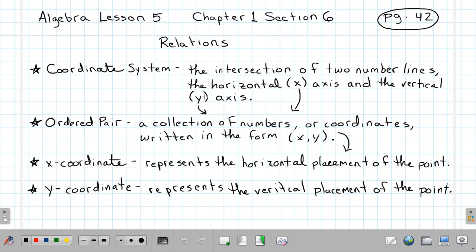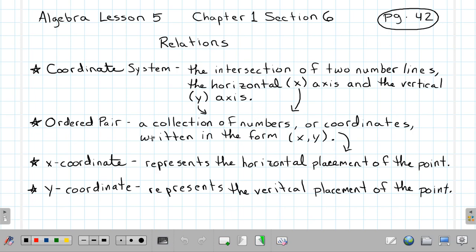Now when we talk about x and y, so x-axis and y-axis, this leads us into the next definition of what we call an ordered pair. An ordered pair is a collection of numbers or coordinates. If you're familiar with world geography and reading maps, we talk about coordinates of longitude and latitude. Well, an ordered pair is kind of like longitude and latitude. It gives you coordinates to tell where you are in the coordinate system. You can think of the coordinate system as a map, and the ordered pair is telling you where you are on the map.